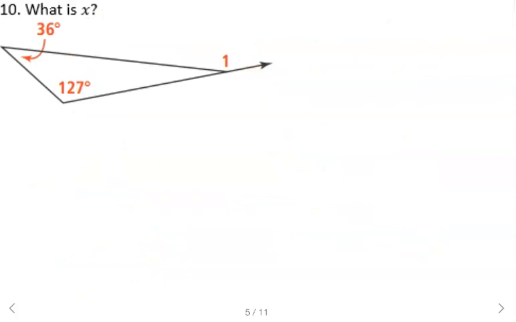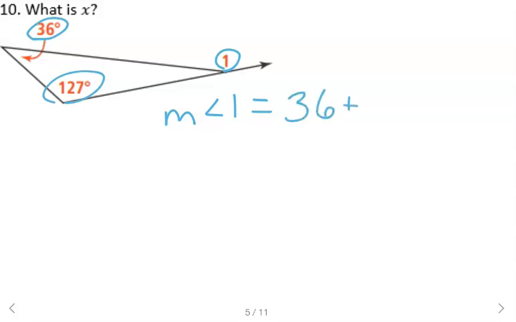Number 10, the exterior angle to a triangle is equal to the sum of the two remote interior angles. So the measure of angle 1 is equal to the sum of the two remote interior angles, 36 plus 127. Now, if you forget that, you can easily find x.